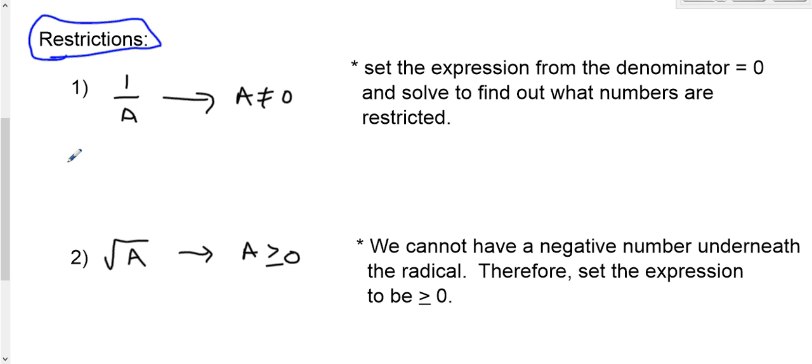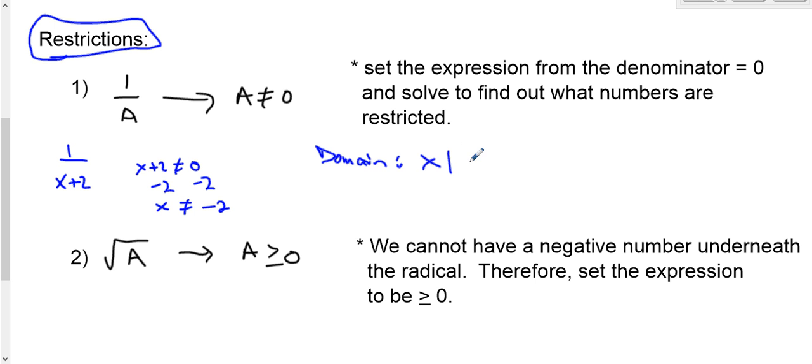So if we have 1 over x plus 2, we would take x plus 2, and we have to say, okay, x plus 2 cannot equal 0. So we're going to subtract 2, and we get x cannot equal negative 2. So that means every real number is available to use for this function except for negative 2. So we would say our domain is x such that x cannot equal negative 2.